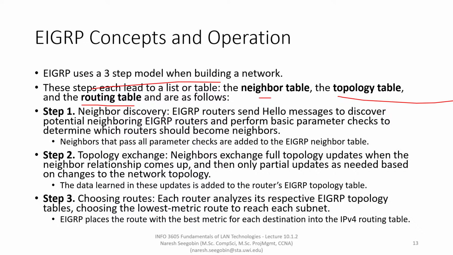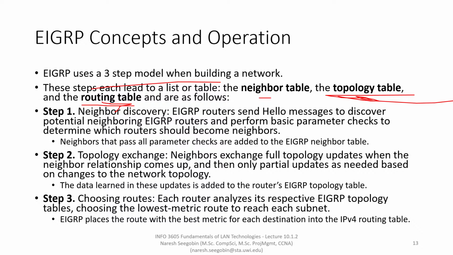EIGRP has its neighbor table, and then it builds a topology table. It uses the topology table with the DUAL algorithm to calculate the best routes, and then it updates the routing table, just like how OSPF does it. But when it adds entries, it marks that EIGRP has made this update. If you go through the lab, you can see that happening.